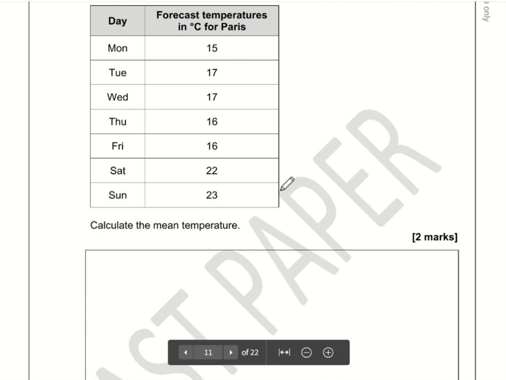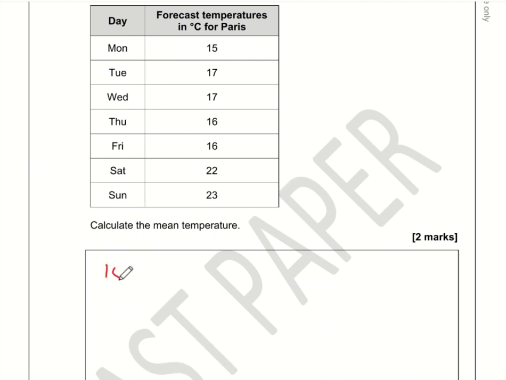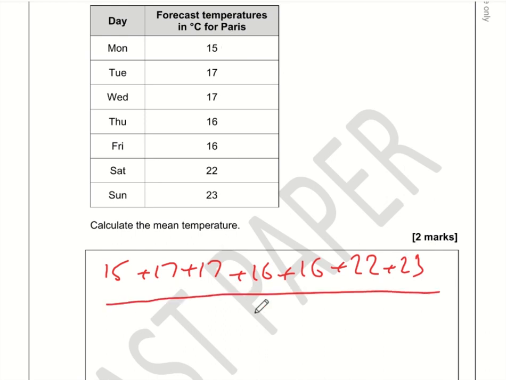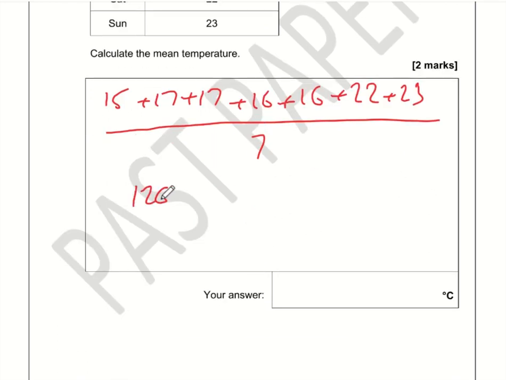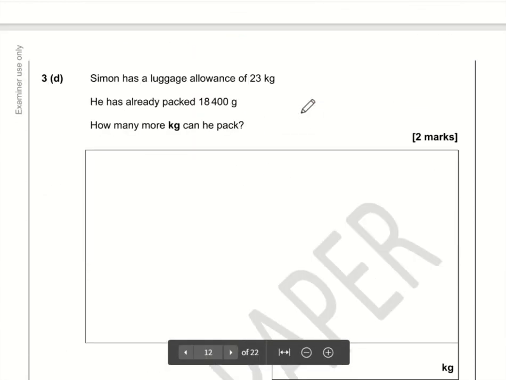So for this question we need to calculate the mean, so that is going to be all of these values added together, divided by the number of values, which is 7, because there are 7 days in the week. So all of that comes to a total of 126. So 126 divided by 7, and the answer is 18. So the mean temperature is 18 degrees Celsius.